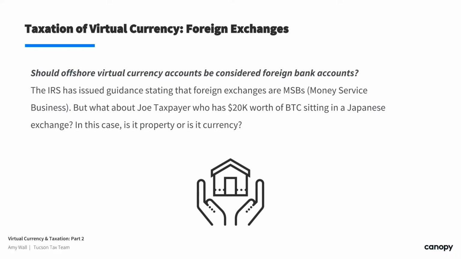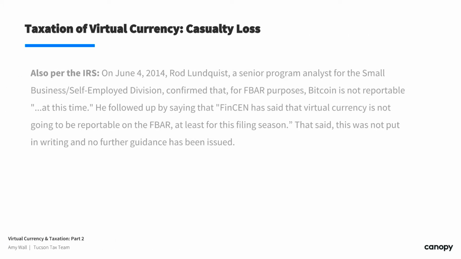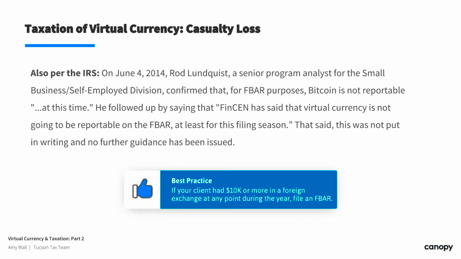So to make things just a little more interesting, in 2014, an employee of the IRS said that for FBAR purposes, Bitcoin is not reportable at this time. Now, it was never put in writing. It was stated. No further guidance has been issued since. So I just picture the IRS issuing some more guidance and saying, oh yeah, and if you didn't do this in the years where we didn't tell you to do it, we can still charge you penalties.